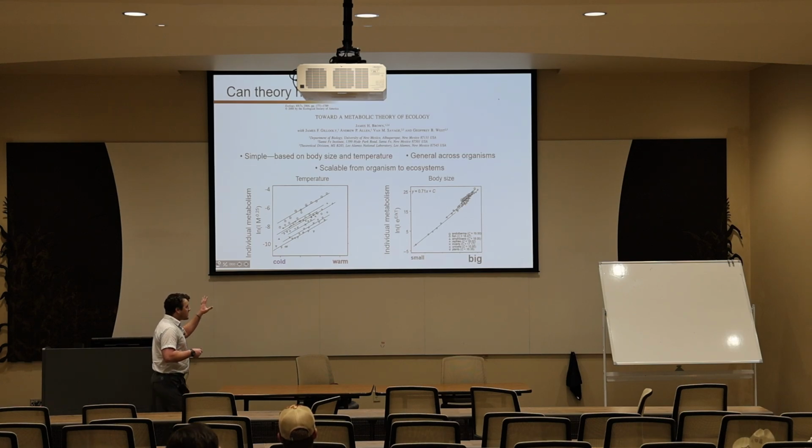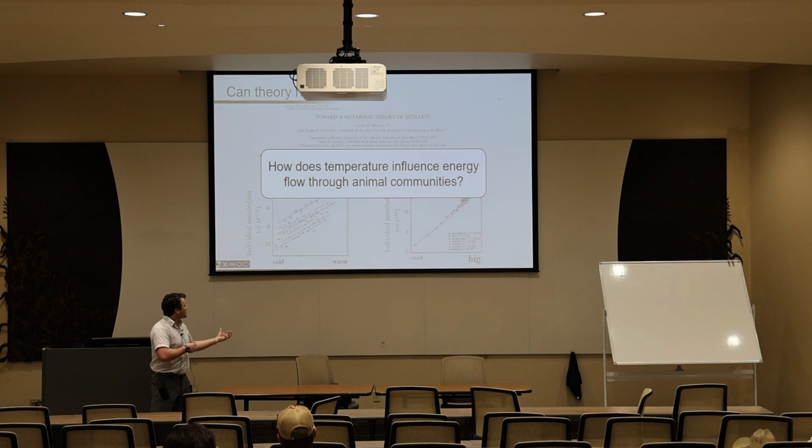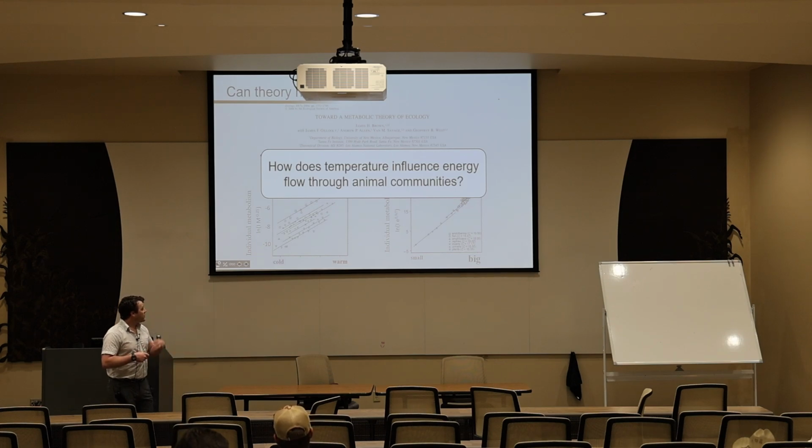And the utility of the metabolic theory plays out in the fact that it's really general. It's meant to apply universally across all organisms on the planet, and it can be used to scale from organism scales to ecosystem scales. So we're going to leverage this theory to ask, how does temperature specifically influence energy flow through animal communities?